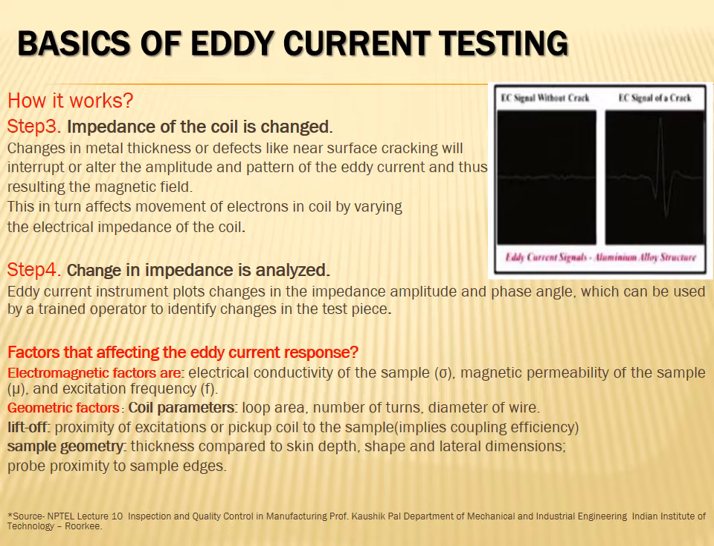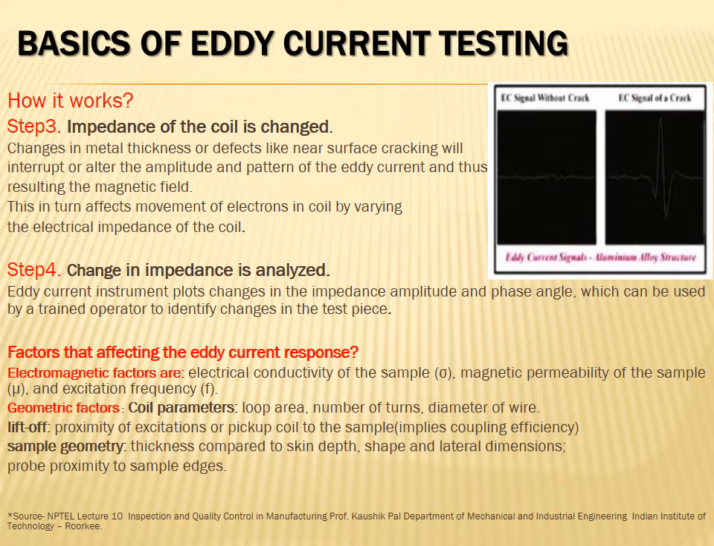The other factor we consider is geometric factors. In geometric factors, the first point is coil parameters, which is most important for us. In coil parameters we consider the loop area or number of turns of the wire that the coil has, and the diameter of the wire, which is also an important part. The second thing we consider in the geometry is lift-off. The lift-off, the proximity of the excitation coil or pickup coil to the sample, implies coupling efficiency.